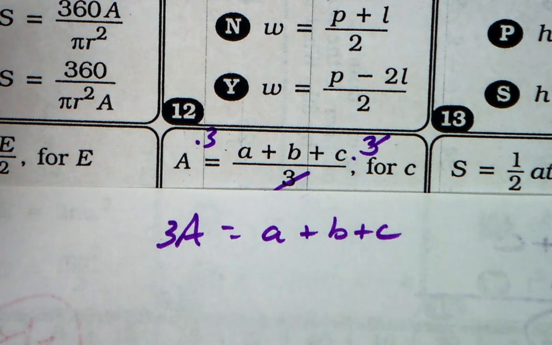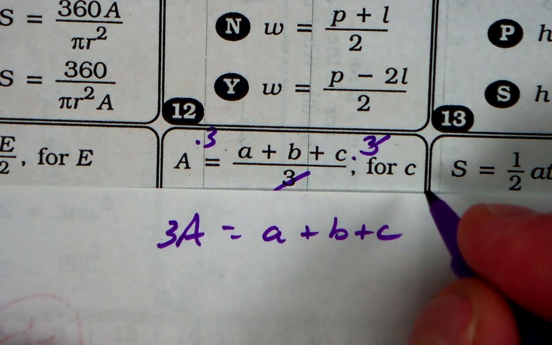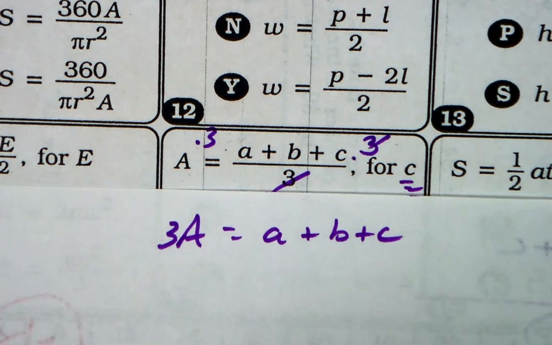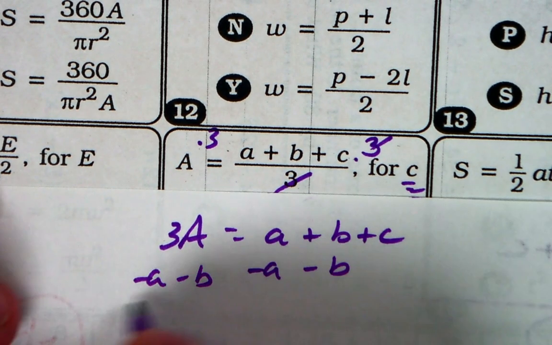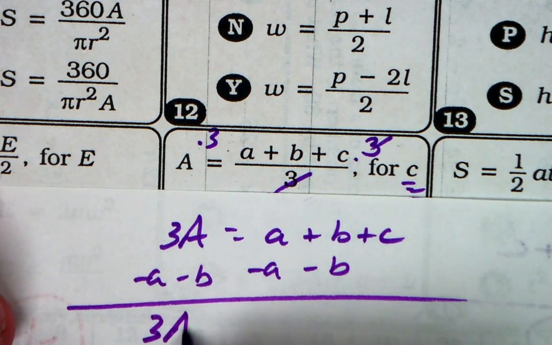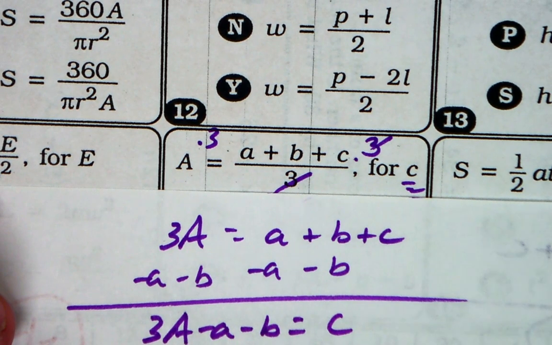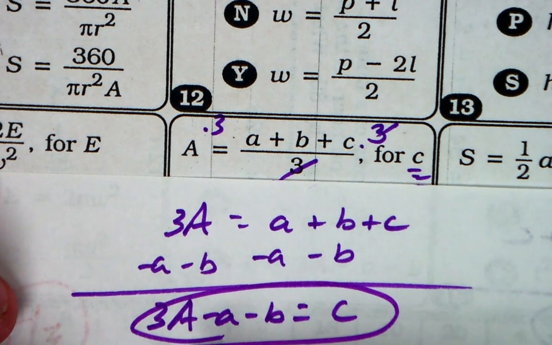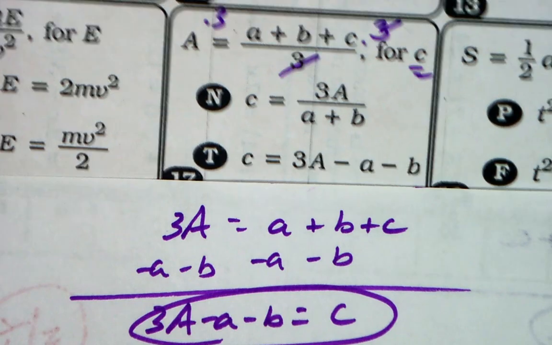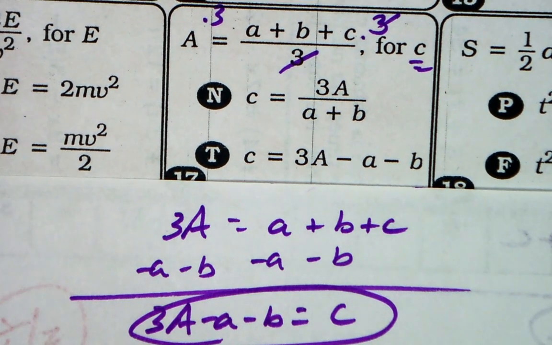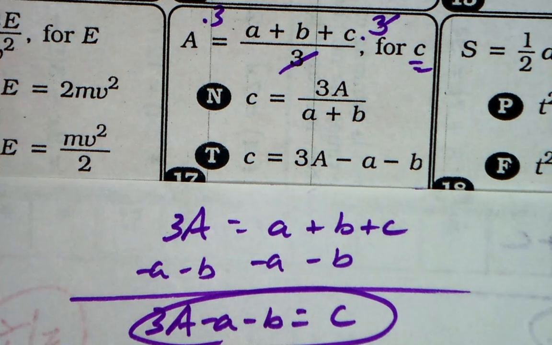So again, look back at what we're solving for. We're solving for c. So now what? Minus a and minus b. Minus a and minus b. Good job. And that is the last one, which is t.